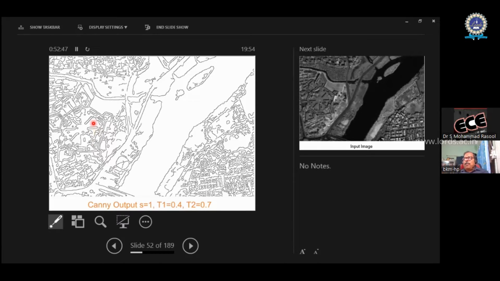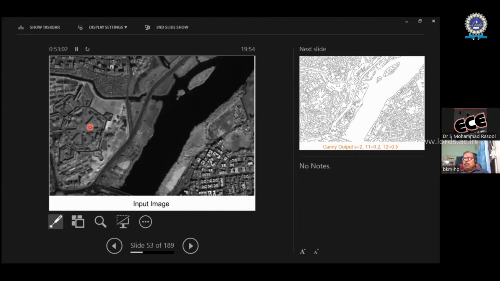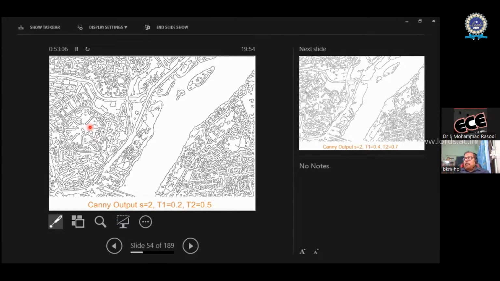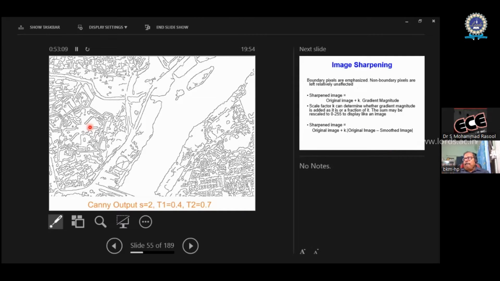If you are not interested in all the minor details, by choosing suitable parameters, you can reduce the number of edge pixels. So another set of parameters. So you can decide whether you want very, very strong major boundaries only, and you're not interested in, for example, you're interested only in land water boundary. You're not interested in the land part or the water part. You can do that also, okay, with the help of suitable parameters.